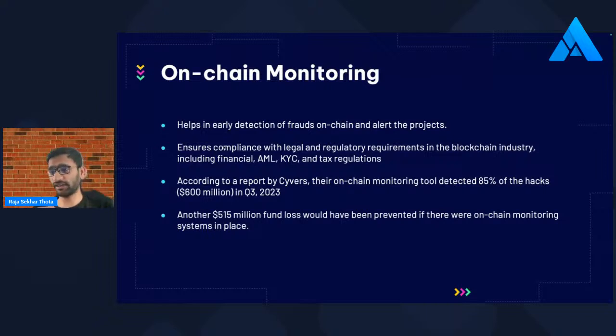And then what I want to discuss is that here we also support on-chain monitoring with the help of our partner Cybers. If you look at Cybers, they have been doing tremendously well in terms of pre-detection of fund loss on chain. And during 2023 Q3, 85% of the hacks were identified by Cybers. They always say another 515 million would have been avoided if there were on-chain monitoring systems in place. So any project that is working in Web3, it's a good recommendation to have on-chain monitoring.